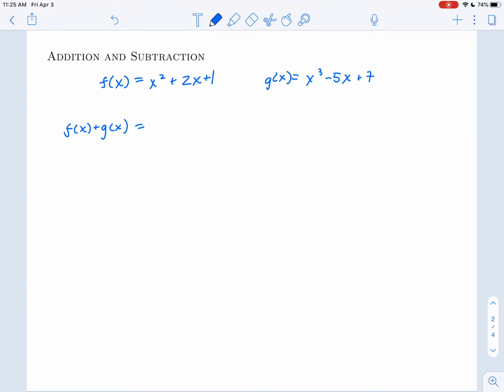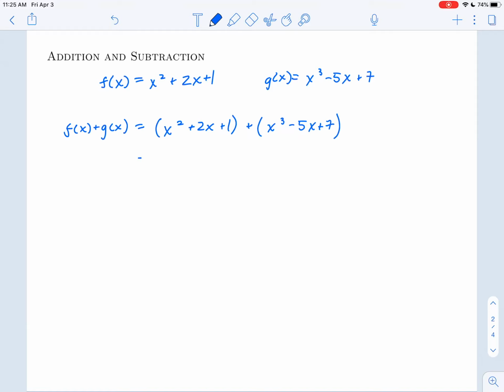Anytime we see that function notation, we can replace it with the polynomial that's defining that function. So in place of the f of x, I'm going to write in that x squared plus 2x plus 1. And in place of that g of x, I'll write that x cubed minus 5x plus 7. You'll notice that I put the polynomials into parentheses. That's just a good reminder to say I want the entirety of f of x, and I'm adding in the entirety of g of x. In the case of addition, those parentheses aren't actually going to do anything. I'm just adding all of these terms together.